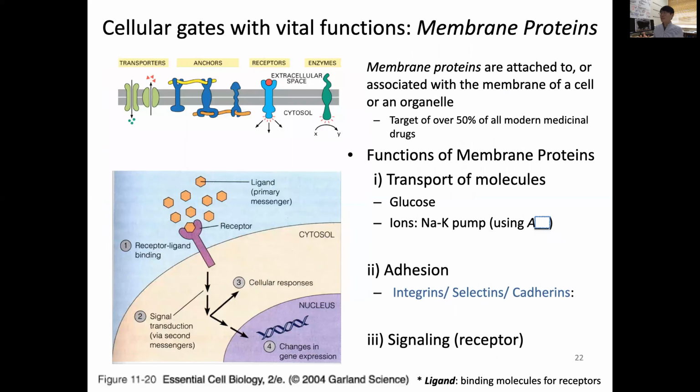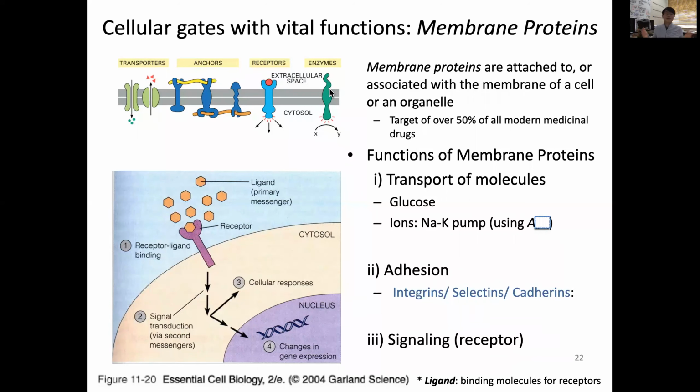Then the membrane contains a lot of proteins, and those are actually cellular gates with vital functions. Membrane proteins are attached to or associated with the bilayer membrane of a cell or an organelle. And here's an example over here. There are transporters, for example for water or ions, and they have an anchoring function. And some membrane proteins are receptor molecules, which transduce the signal from the ligand into the cytosol. And there could be some enzymes.